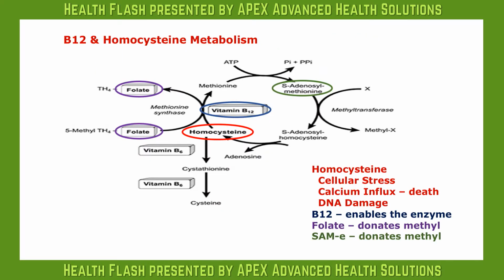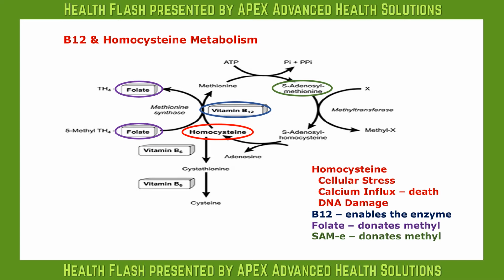This slide demonstrates a diagram of the interrelationship between B12 and homocysteine metabolism. If you've heard of homocysteine, if you have high homocysteine levels, it can be indicative of problems with your heart or your memory, such as stroke. If homocysteine is high, you can have a lot of stress in your cells. You actually get influx of calcium into the cells, which causes the cell to die, and DNA damage.